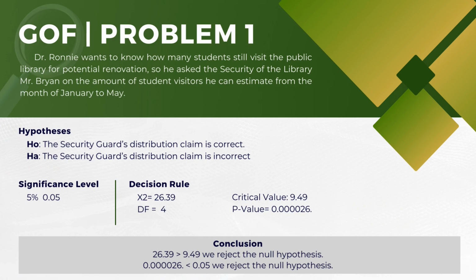So we can say here that our chi-square result is greater than the critical value, which means we will reject the null hypothesis. Now, for our p-value, we can say that our p-value is less than the 5% significance level, which means we will reject the null hypothesis. This means that we will be accepting the premise of our alternative hypothesis, which states that the security guard's distribution claim is incorrect.